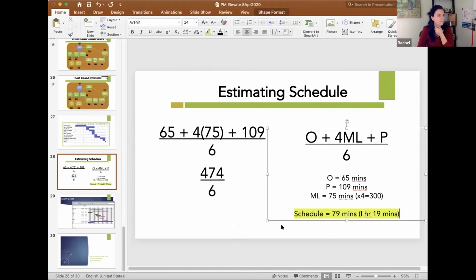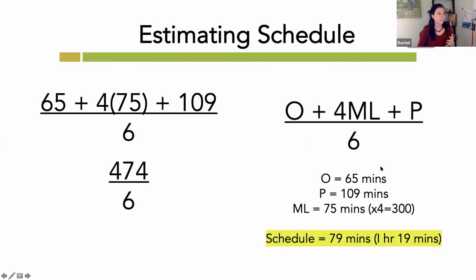Highlight. Okay, so that's how I came up with 79 minutes, or an hour and 19 minutes. What I'm doing here is taking the activity list that I put together and found the optimistic schedule and the pessimistic schedule, weighted against my experience, and then tried to come up with a mathematical number that seems to make the most sense.